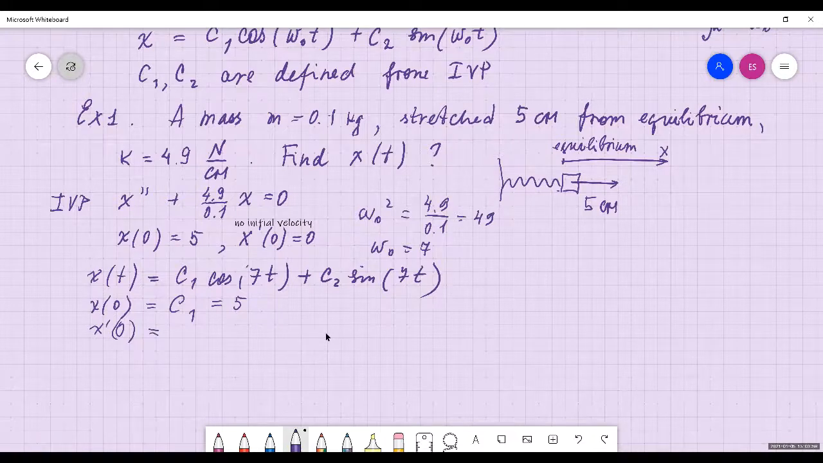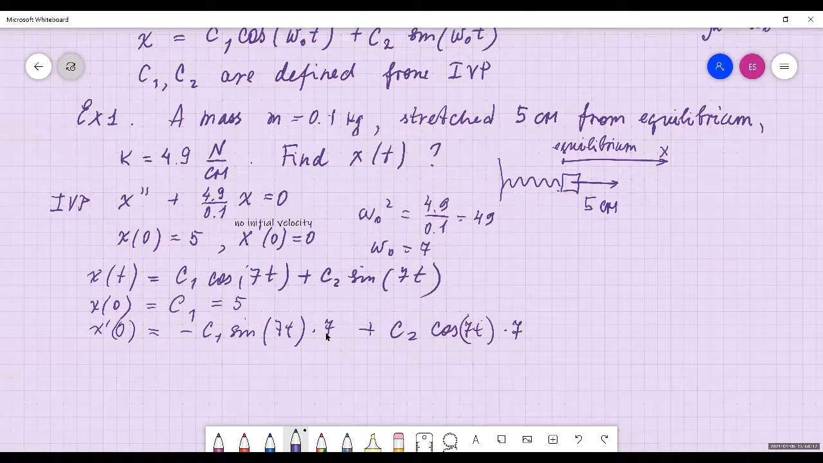x prime of 0. Well, first we'll need to find x prime. It's going to be what? The derivative of cosine is minus sine, so minus c1 sine of 7t multiplied by 7 plus c2 cosine of 7t multiplied by 7. Remember, when we differentiate, don't forget about the composition: cosine and 7t composed. So now we are plugging in 0 into both functions. This one is 0 and this one is going to be 7c2, right?